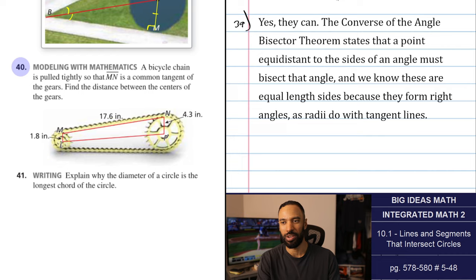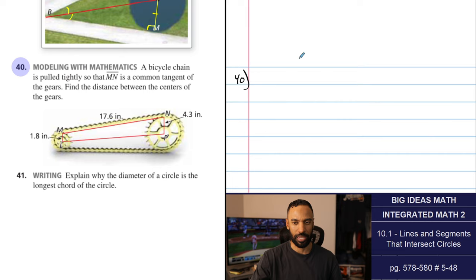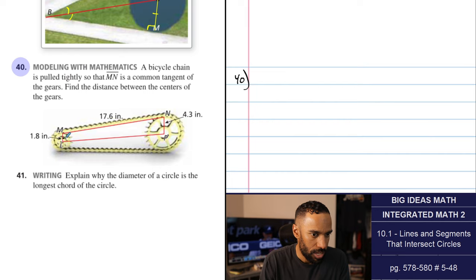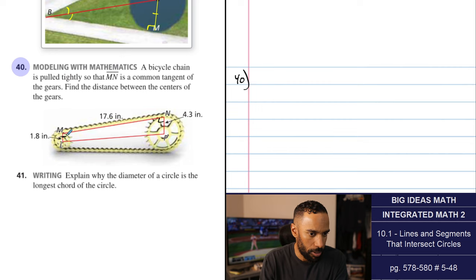All right, number 40. Modeling with mathematics. I feel like I got to use a calculator here. A bicycle chain is pulled tightly so that segment MN is a common tangent of the gears. Find the distance between the centers of the gears. So I guess these are radii. This is going to be a perpendicular, and this is going to be a perpendicular right here. And we're looking for the length from L to P.